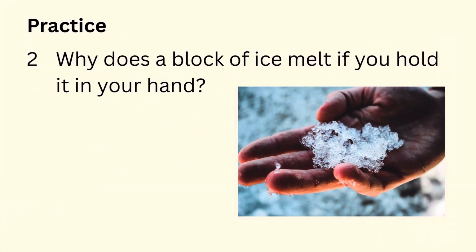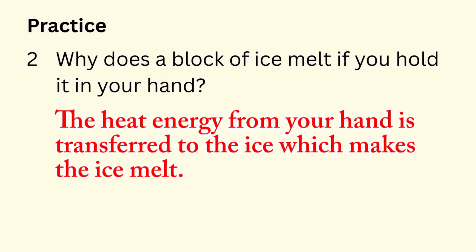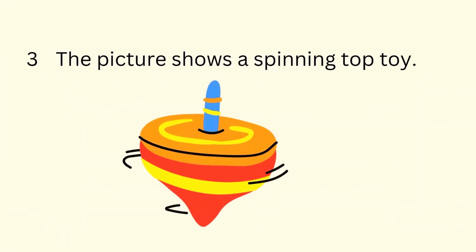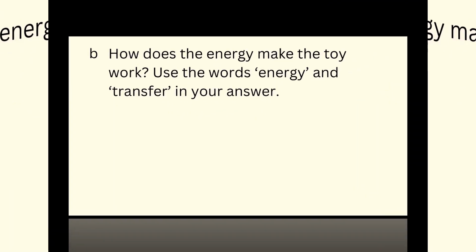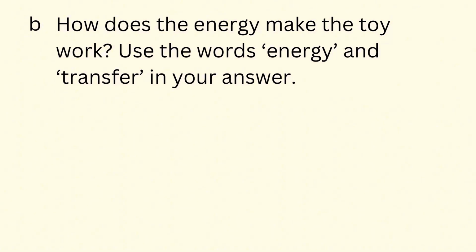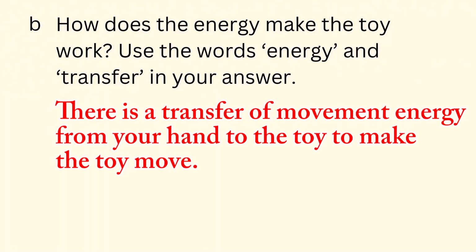Practice. Question number 2. Why does a block of ice melt if you hold it in your hand? The heat energy from your hand is transferred to the ice, which makes the ice melt. Question number 3. The picture shows a spinning top toy. What form of energy makes the toy move? It is movement energy. Question B. How does the energy make the toy move? Use the words energy and transfer in your answer. There is a transfer of movement energy from your hand to the toy to make it move.